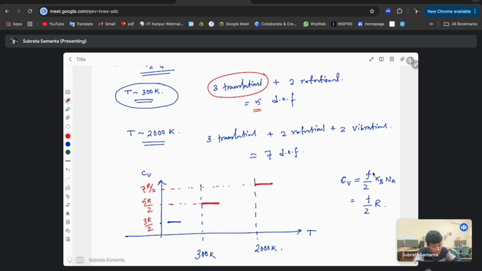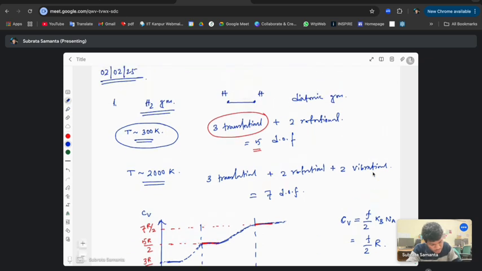So this is the plot. Now you just draw a continuation line of this. So around this, something like a plot. So this is CV versus temperature of an H2 gas, something like this. So this is for H2 gas.